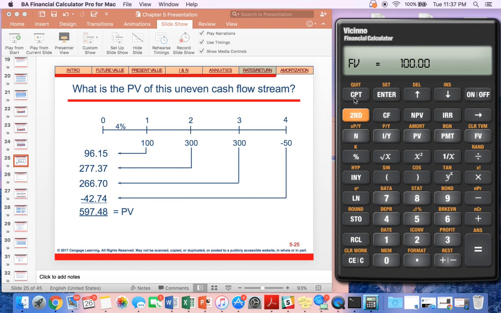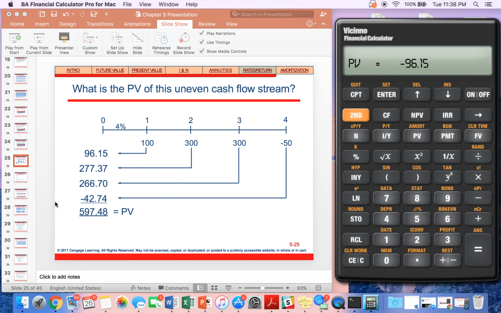Then we can compute the present value, and we find out that this $100 in year 1 is actually worth $96.15 today. So you could go through each of these cash flows and do just what I did. You would change your N for the corresponding period and then change your future value to the corresponding number indicated below that period. After we've found the present value of all these cash flows, we add them up to find the present value of the cash flow stream.